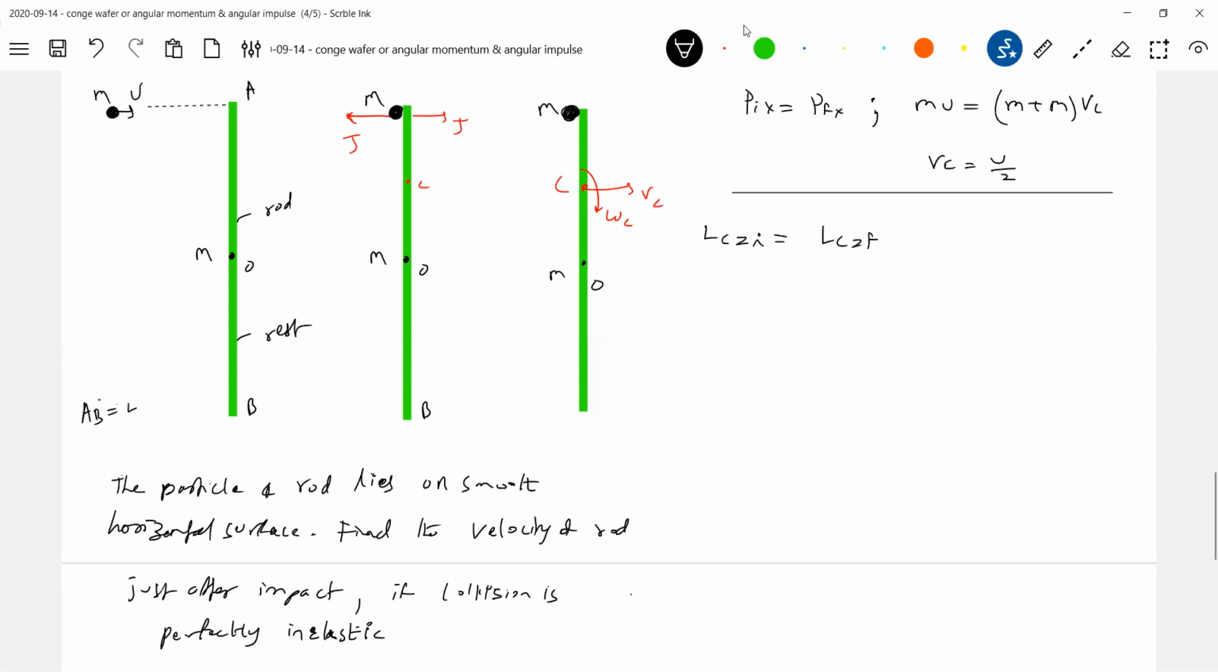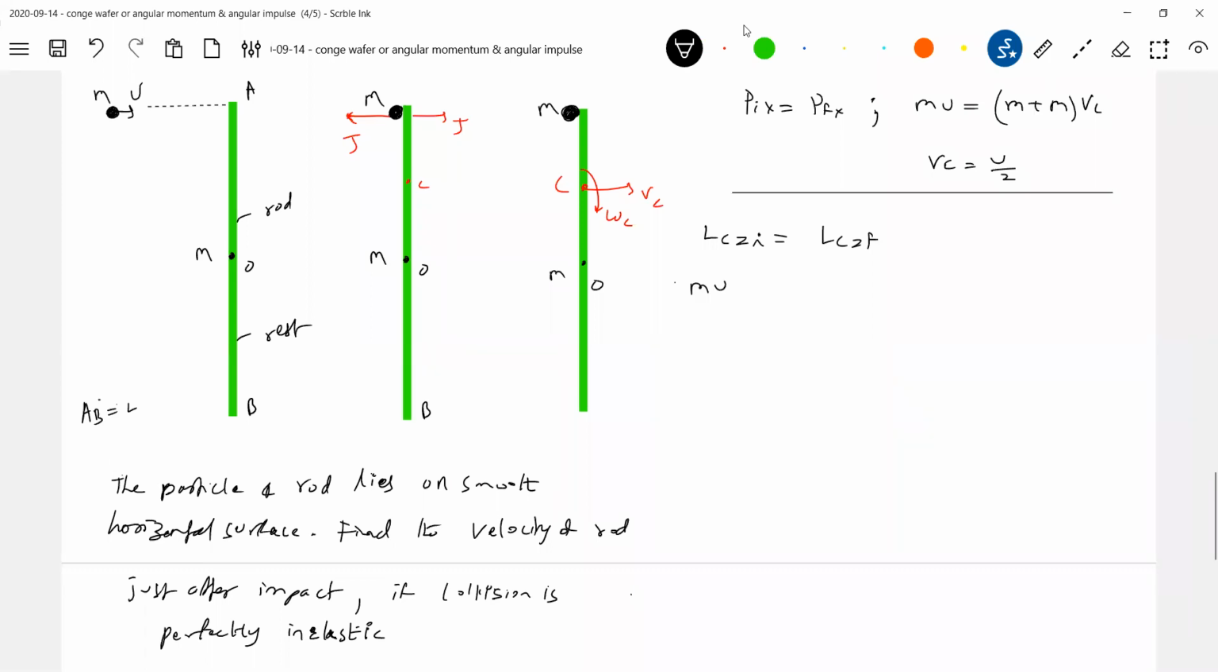But sir, angular momentum is conserved about any point. Yes, it is conserved about any point. But after collision, what happens? The rod plus particle will rotate about the center of mass, not about O, because it's a rigid body free to rotate. So I'll consider the point about which the rod is rotating, and about that point I'll consider angular momentum. Now this should be equal to mu.